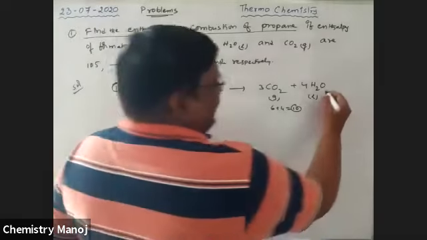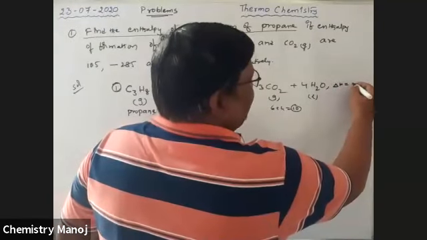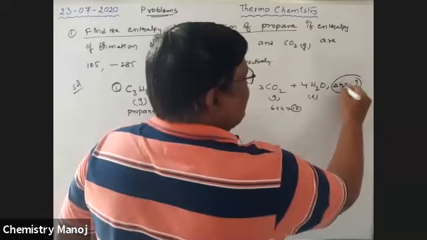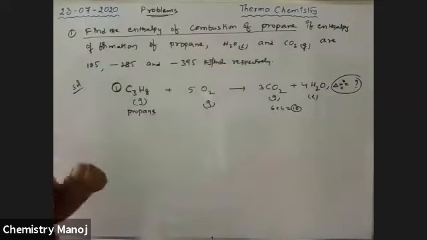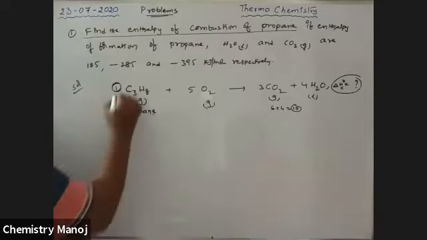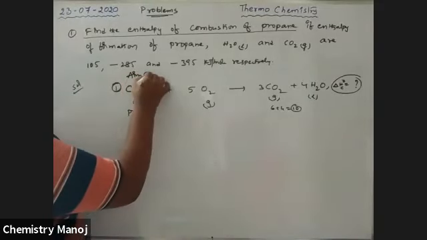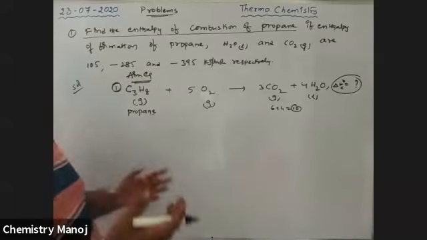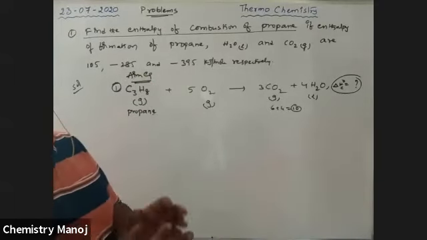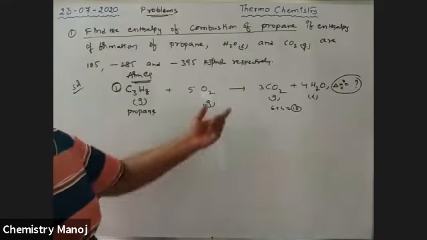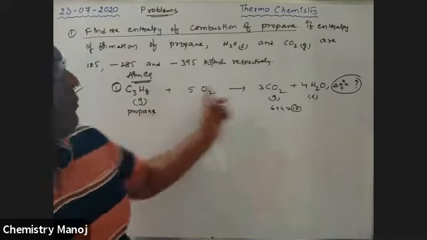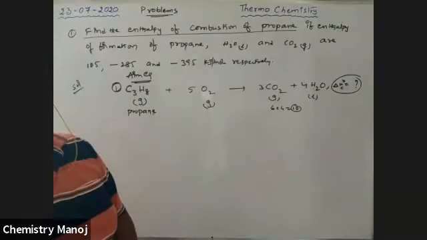So here the delta H value is there. Now I am going to calculate it; this delta H is called the enthalpy of combustion. Okay, so this is the equation from the question. The question is converted into an equation. It is called an equation. It is the balanced equation.